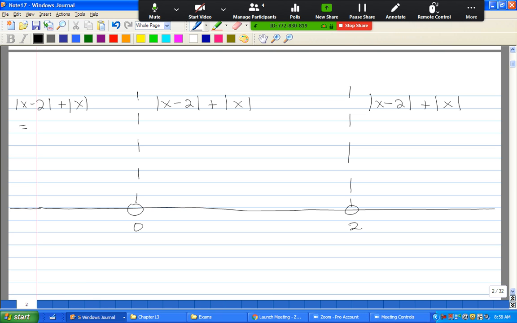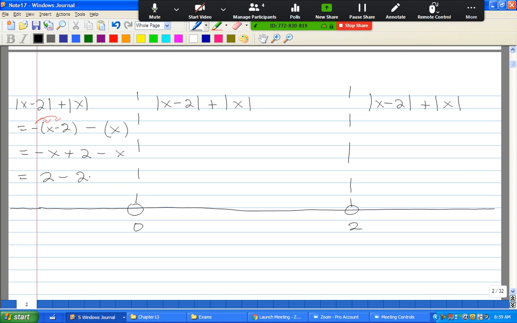So if x is less than 0, then x minus 2 is negative. And so to take its absolute value, I have to put a negative in front of the x minus 2. Similarly, if x is less than 0, then x is negative. So I have to put a negative in front of the x. And so let's distribute the minus sign. And so I have a negative x plus 2 minus x. And so I get that this is equal to 2 minus 2x.